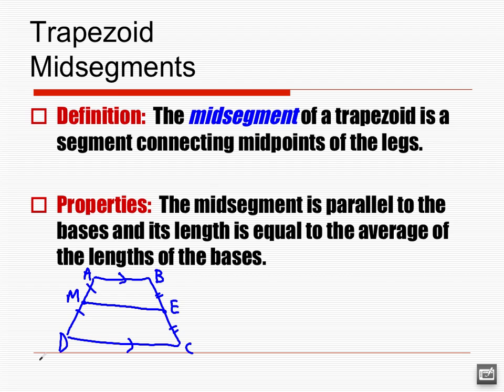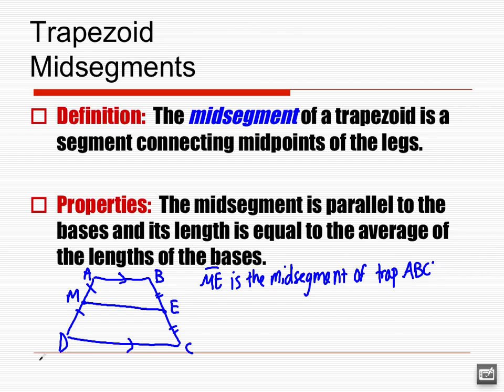Okay, so here I labeled ME as our midsegment. So ME is the midsegment of trapezoid ABCD. Okay, so it's parallel to the bases.